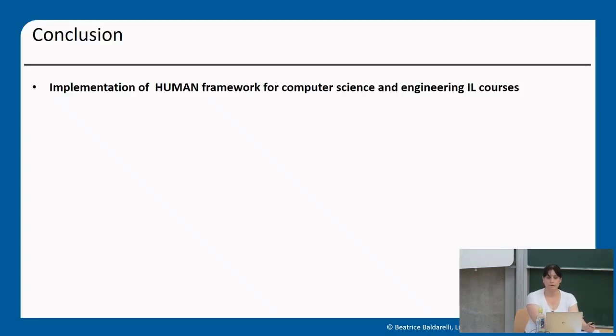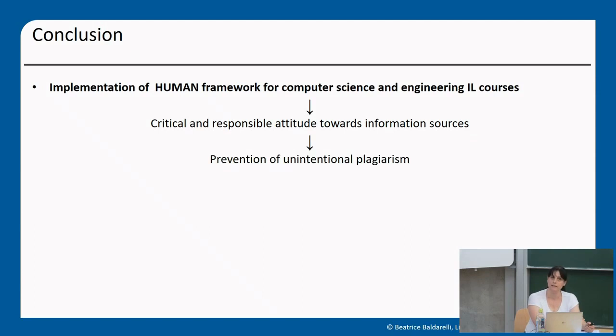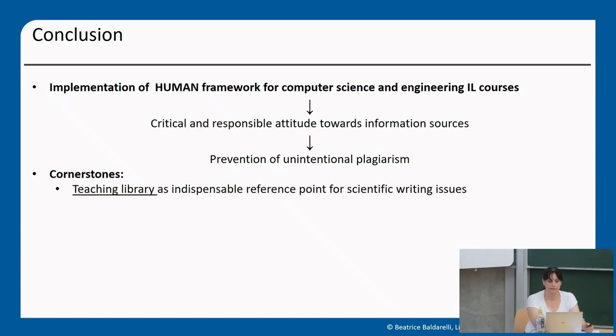The principal aim of adopting the HUMAN framework in the plagiarism and citation module is to provide computer science and engineering students with the theoretical background needed to create a critical and responsible attitude towards information sources and thus avoid unintentional plagiarism. Cornerstones of this process are the following points. Smaller universities that do not have a writing center must consider the teaching library as the main reference point for most of the scientific writing issues.